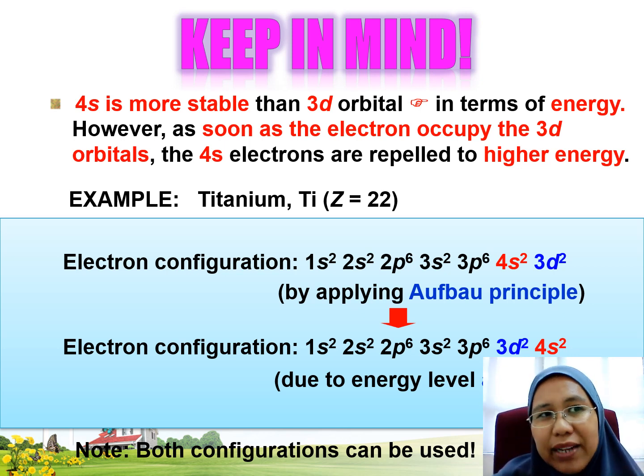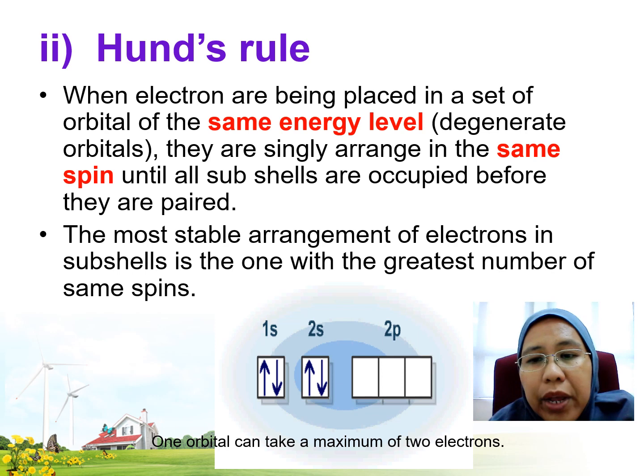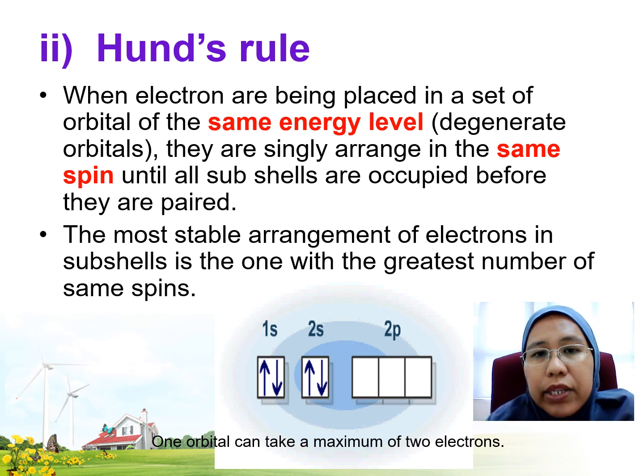No worries about that. The second rule that we have to learn is Hund's rule. The situation for Hund's rule is when we have the same energy level for the orbitals. We call these orbitals degenerate orbitals. They have the same energy level. For example, 2p and 3p each have 3 orbitals of the same energy level.